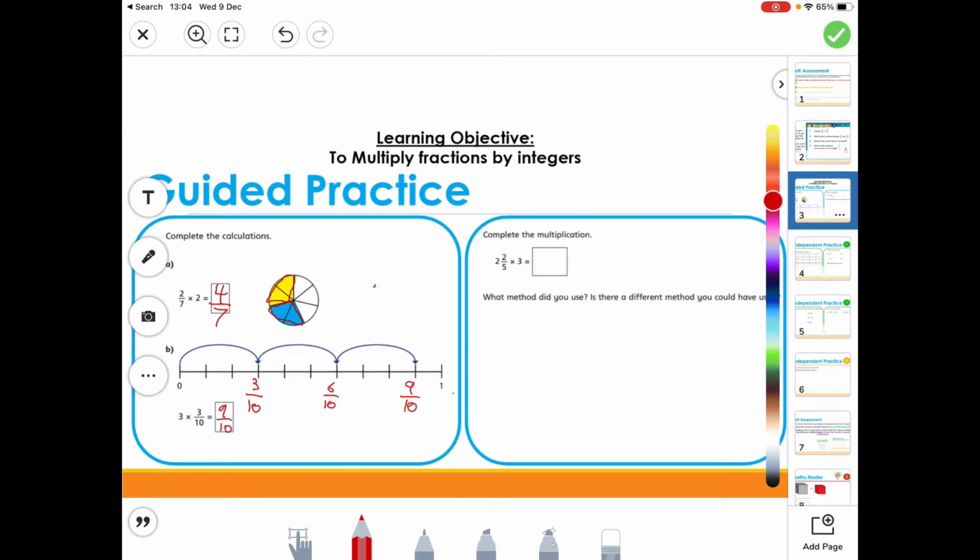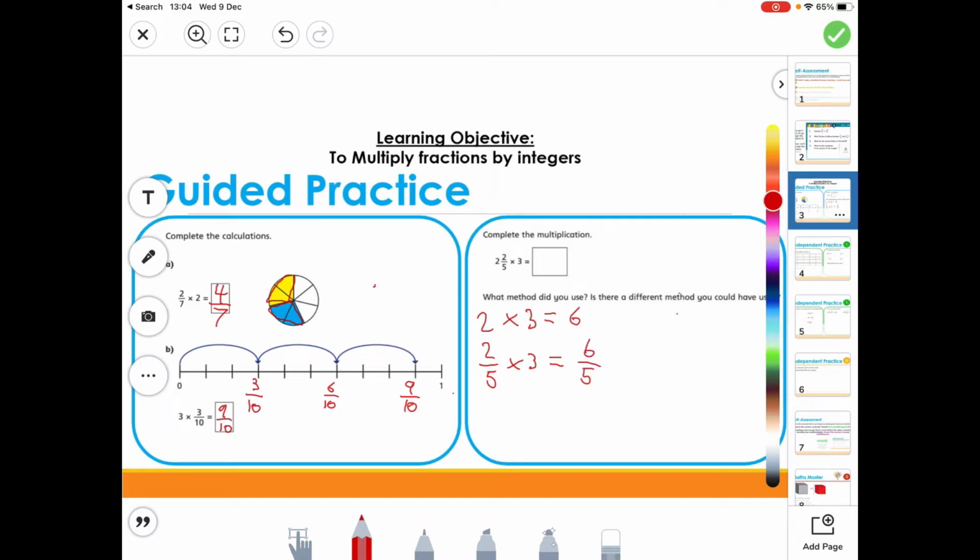Okay, on the right hand side it says complete the calculation. 2 and 2/5 multiplied by 3. Now first of all I'm going to multiply the whole number. So 2 times 3 equals 6. Then I'm going to multiply the fraction by 3. So it's 2/5 times 3 equals, well, I know the denominators will stay the same, and 2 times 3 is 6, so that equals 6/5.